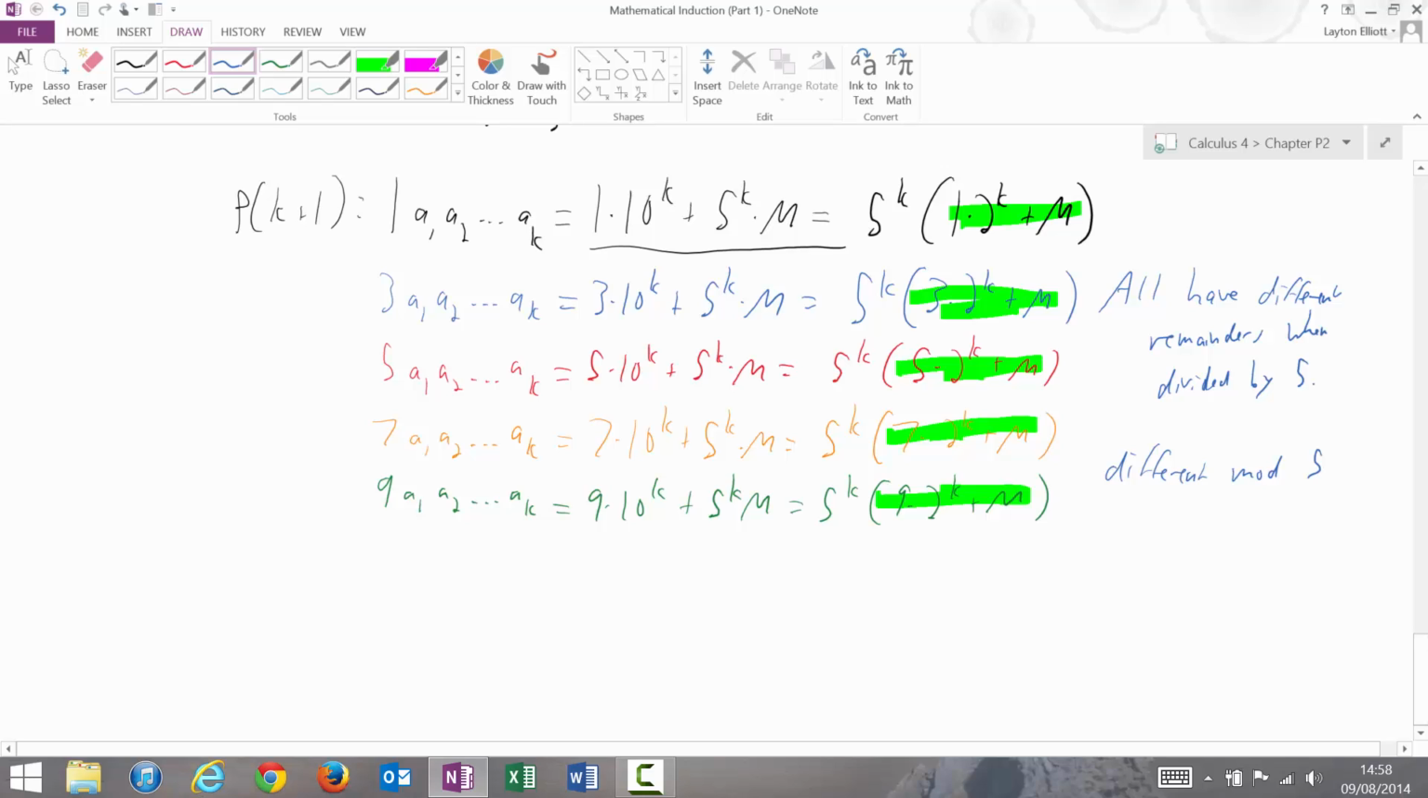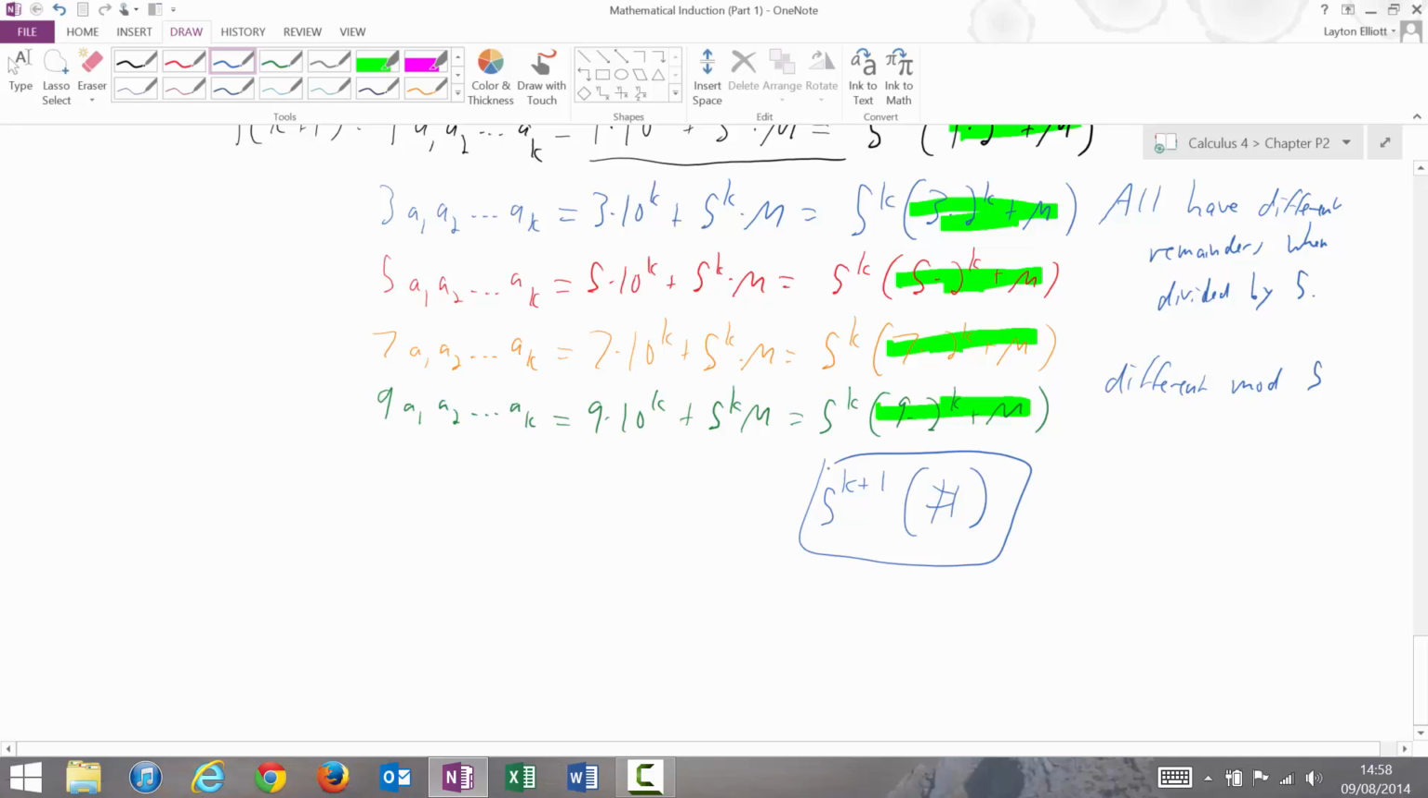So since one of them is divisible by 5, we know that one of them could factor a 5 out and become 5 to the k plus 1 times some number. And that's the pattern of 5 to the k plus 1 times some m.